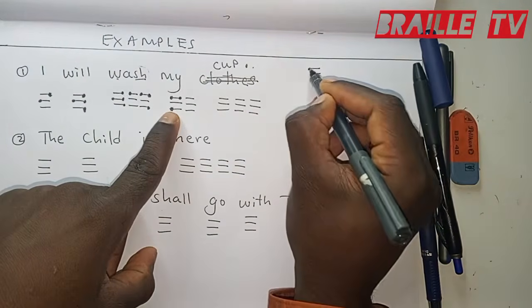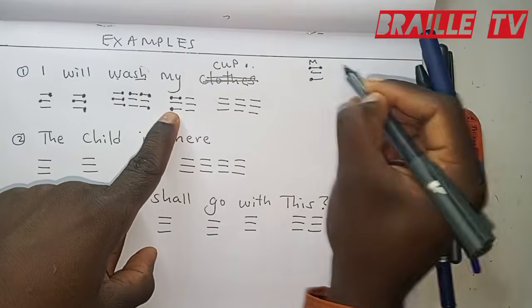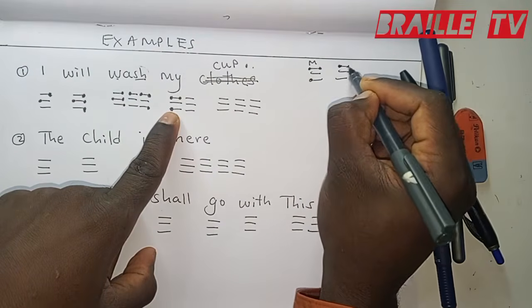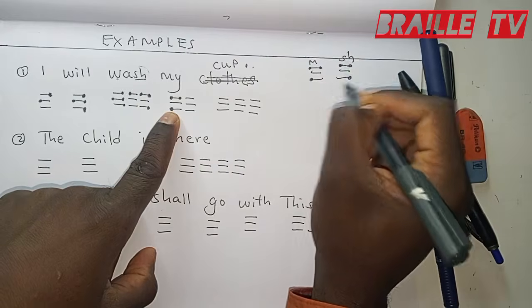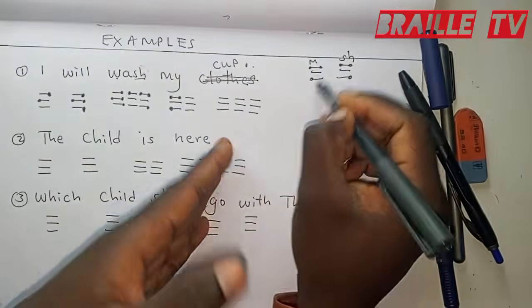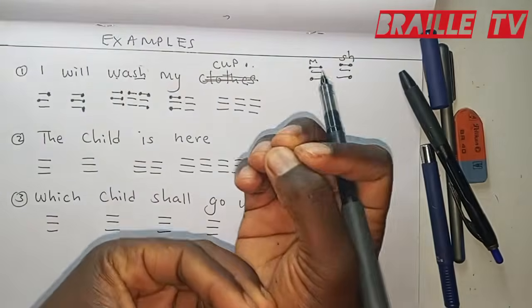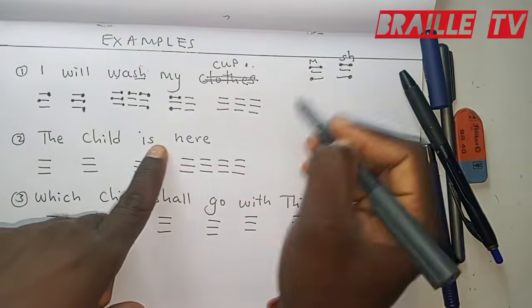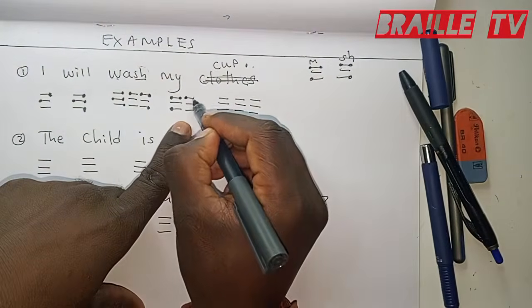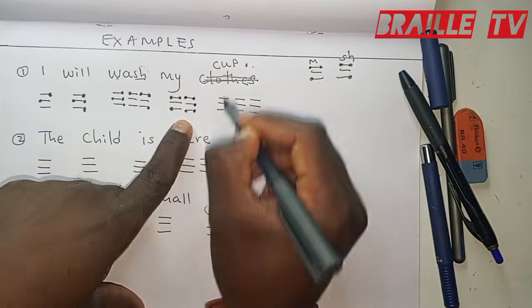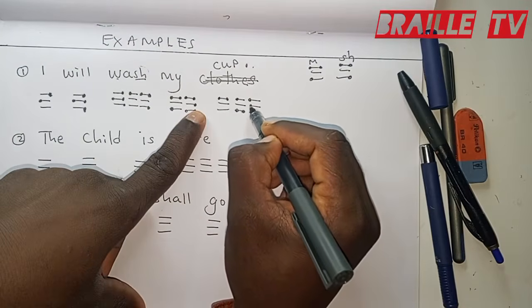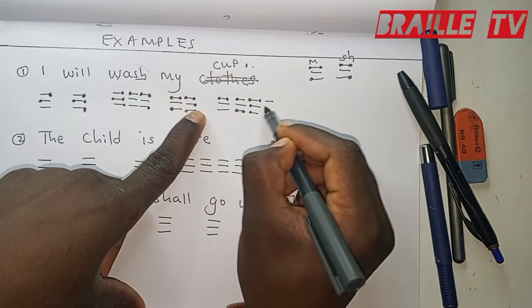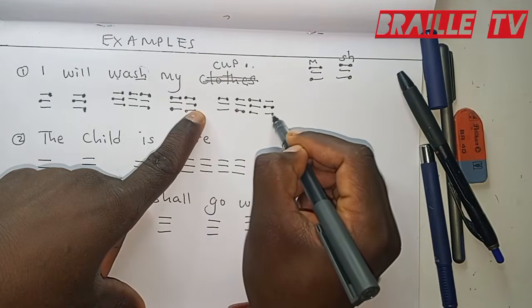So do not confuse between M and SH. Remember, M is written like this, okay? This is letter M. But SH is C plus dot 6. So this is SH, okay? So these are opposite to each other. Sometimes it confuses people, I understand, but make sure that you are very keen, you don't get confused. This is my cup. So cup is just C, U, and then P, as simple as that. We have a full stop, you put a full stop like that, okay?